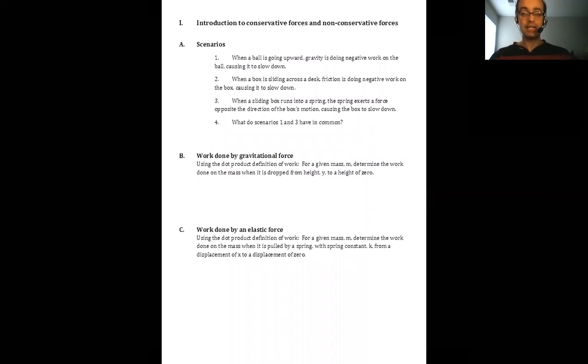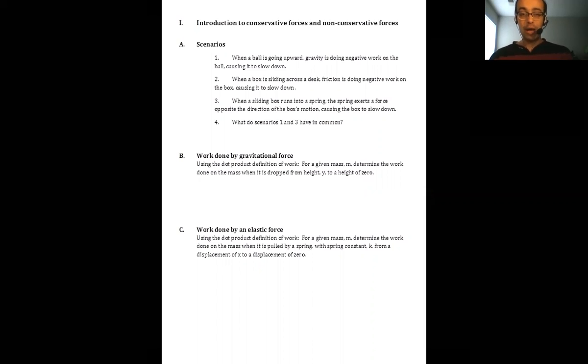What exactly is it that we mean by conservative and non-conservative forces? Well, I'd like to illustrate conservative and non-conservative forces by sharing a series of scenarios. And as they say on Sesame Street, two of these things belong together, and one of these things just doesn't belong here. Now it's time to play our game.